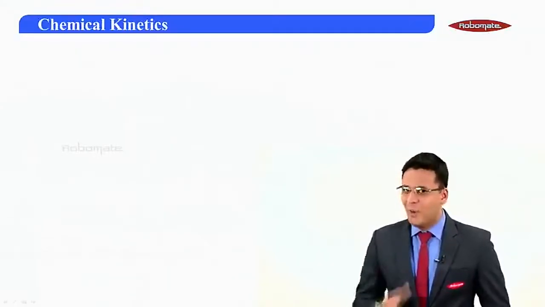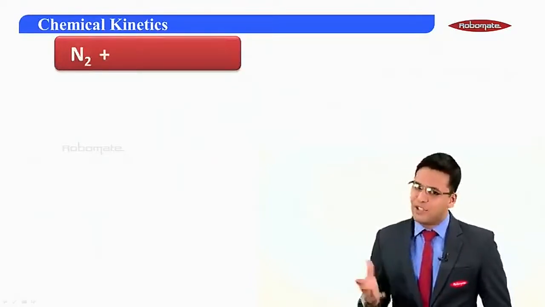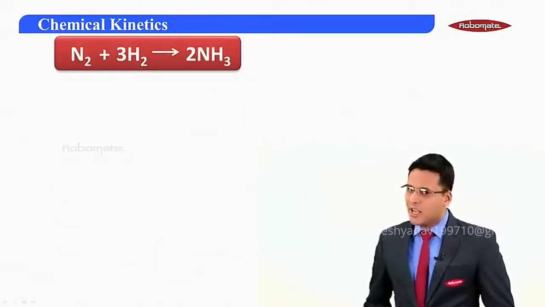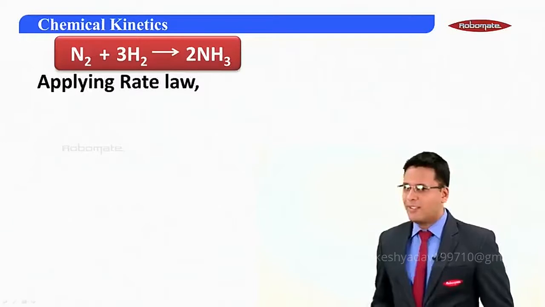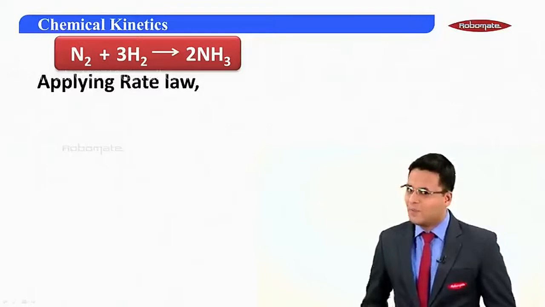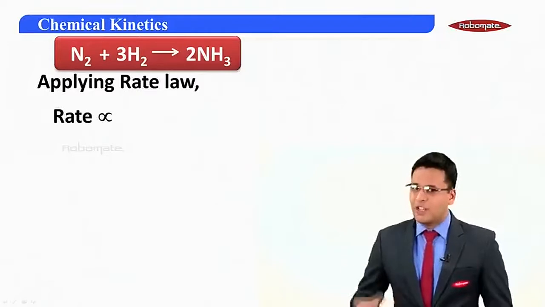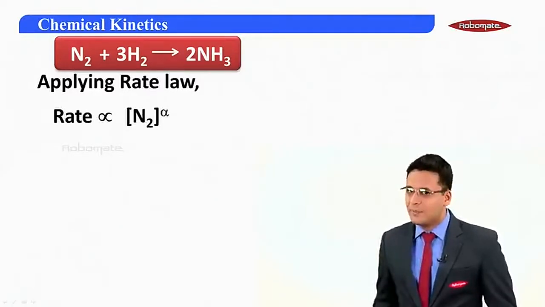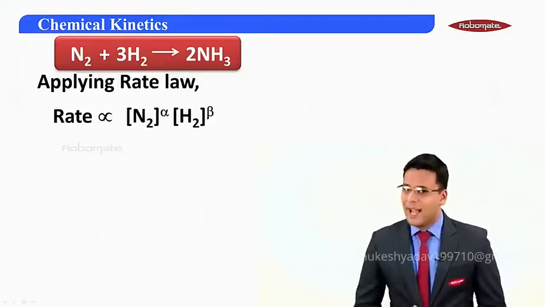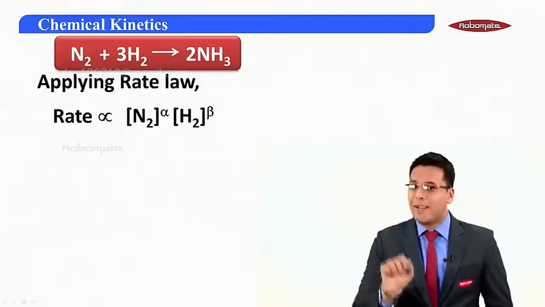Once again, I want you all to consider this reaction, formation of ammonia, that is N2 plus 3H2 giving 2NH3. Now in this equation, if I apply the rate law, I will get the following expression. We already know what rate law is. So I will get rate of the reaction is directly proportional to concentration of N2 raised to alpha into concentration of H2 raised to beta. If you remember, alpha and beta are two exponents which are determined experimentally.